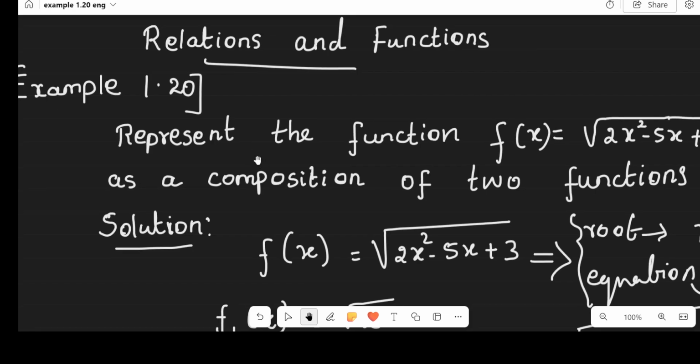One homework is there. If you check out exercise number 1.5, first question, you can answer that question. The previous example is 1.19. The same thing you are going to follow. If you follow example 1.19, you will be able to solve the first question in exercise 1.5. Try it out. That's the homework for you.